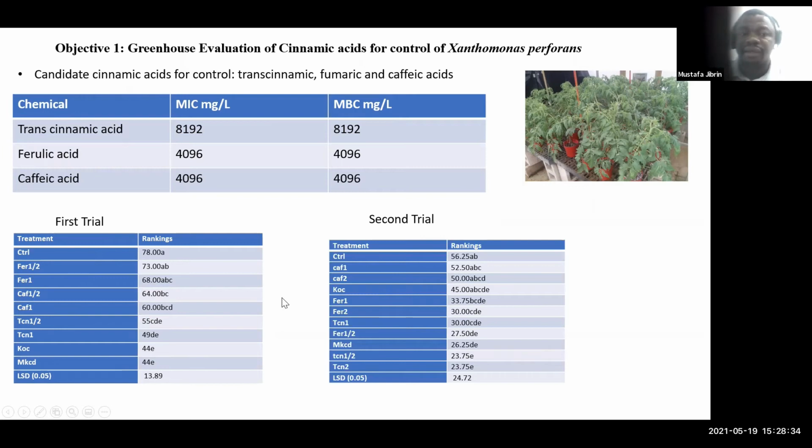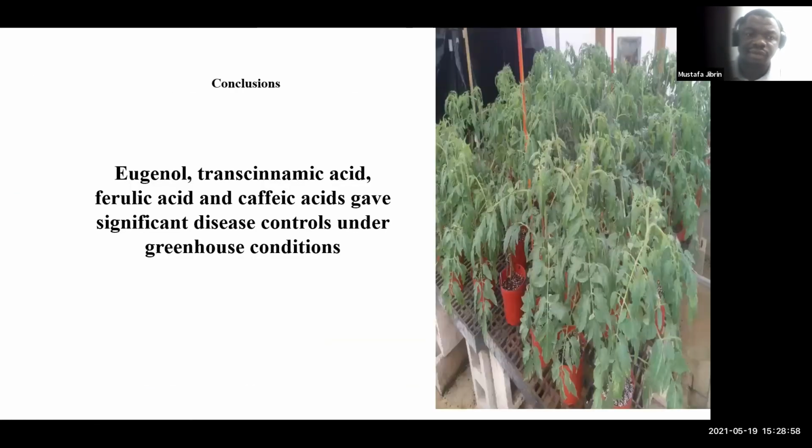The roles for the values for caffeic acid and ferulic acid were reversed. The caffeic acid was lower than the control, but it was not statistically significant. Ferulic acid in this case was significant, but tranexamic acid was constant and provided control against bacterial spot in the greenhouse.